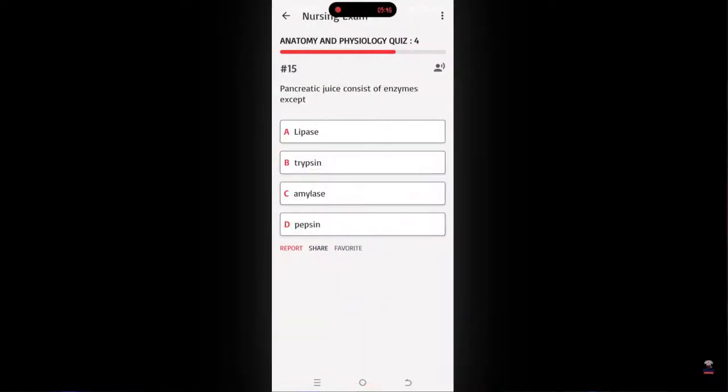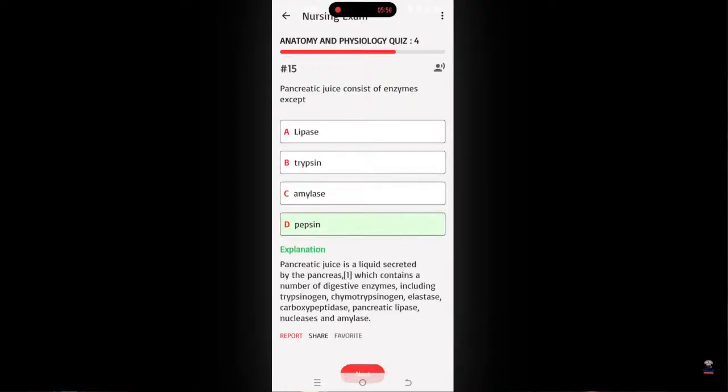Pancreatic juice consists of enzymes except A. Lipase, B. Trypsin, C. Amylase, D. Pepsin. Correct answer. Pancreatic juice is a liquid secreted by the pancreas, one which contains a number of digestive enzymes, including trypsinogen, chymotrypsinogen, elastase, carboxypeptidase, pancreatic lipase, nucleases and amylase.